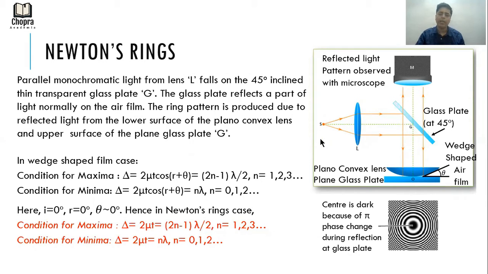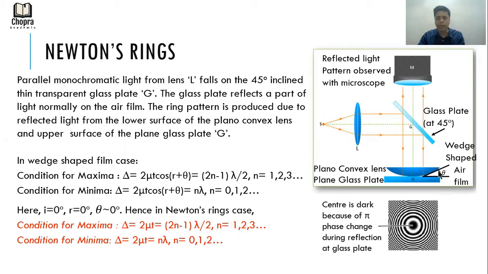Now please see here, Newton's ring experiment is a special case of a wedge-shaped film. Why do I say so? Because you see here, where is the wedge formed? This is an air wedge here in the diagram where I have drawn an angle theta. These are the sides of the plano-convex lens which make an air wedge.